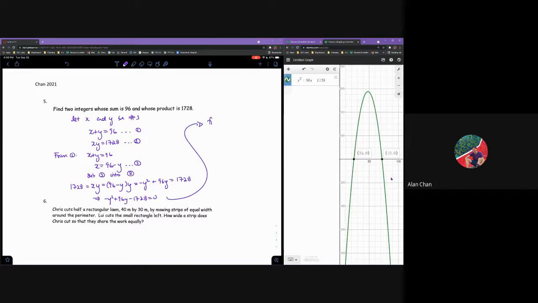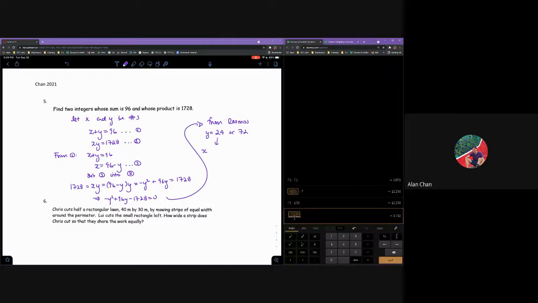From Desmos, y equals 24 or 72. That's interesting. So if y is 24, what is x? That's why I left this over here. It's 96 minus 24. Let's go back to this calculator. So this is 96 minus 24, 72.